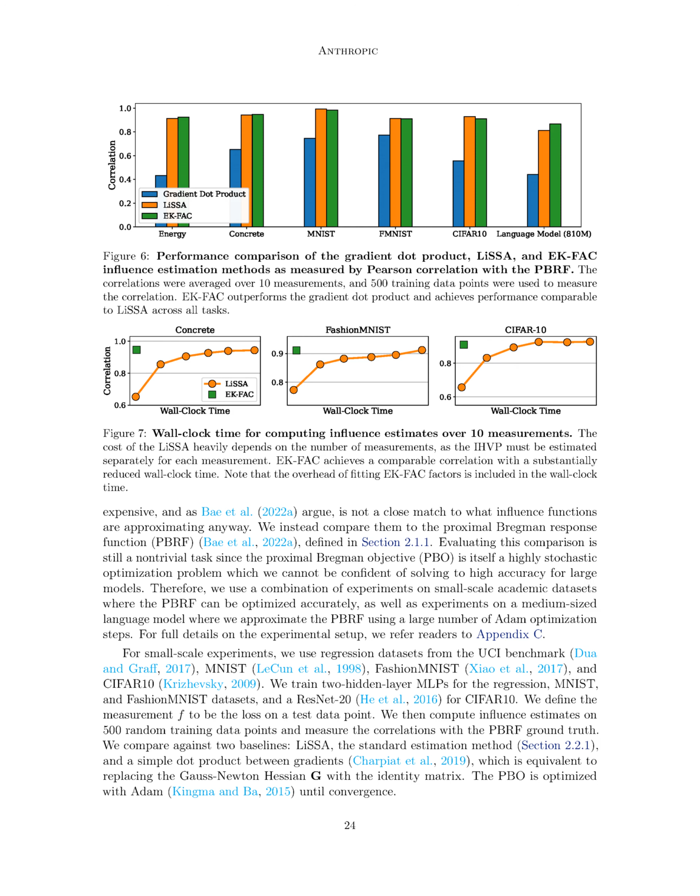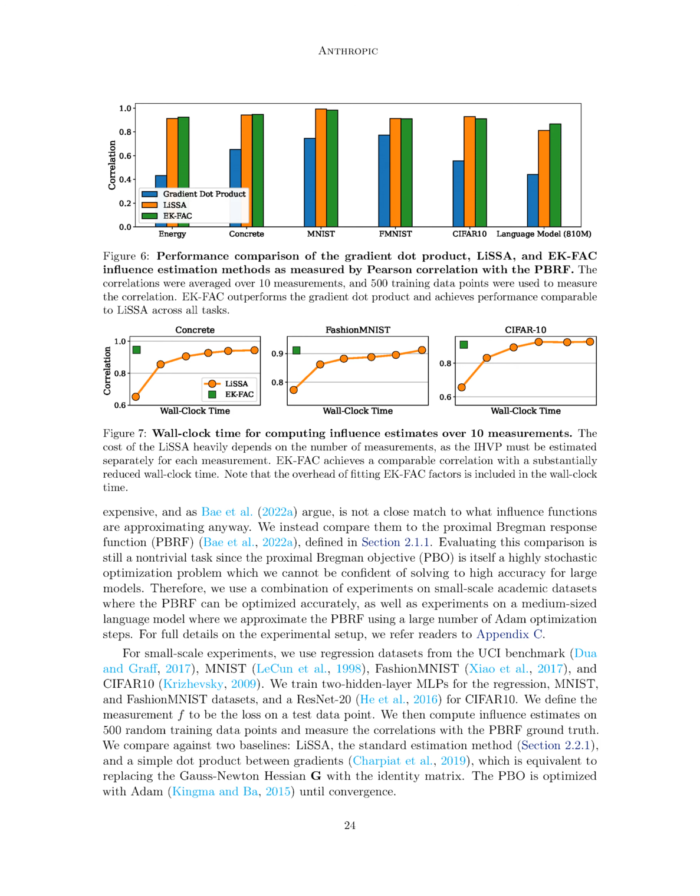Firstly, both EK-FAC and LISA exhibit higher correlations with the PRBF compared to the gradient dot product approach. This implies that the Gauss-Newton-Hessian is essential for obtaining accurate influence estimates. Secondly, EK-FAC remains consistently competitive with LISA, despite being significantly faster when computing influences for multiple measurements.